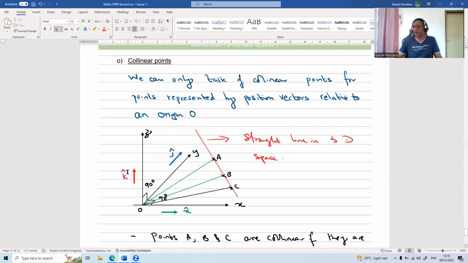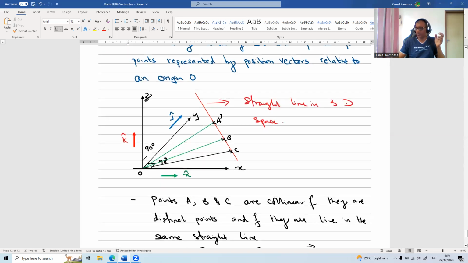Collinear points. Collinear points are points that are on the same straight line. Okay, three or more points. Two points form a straight line. Three or more points are collinear if they are found on the same straight line. We can only talk of collinear points for points represented by position vectors relative to an origin O.